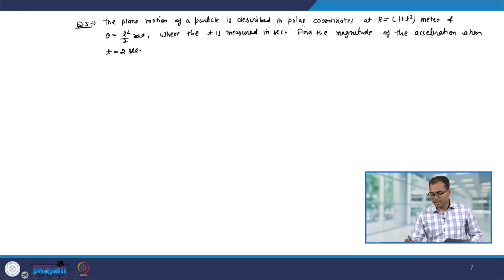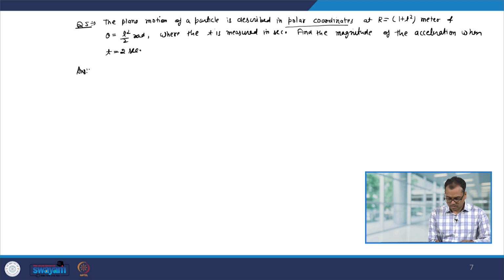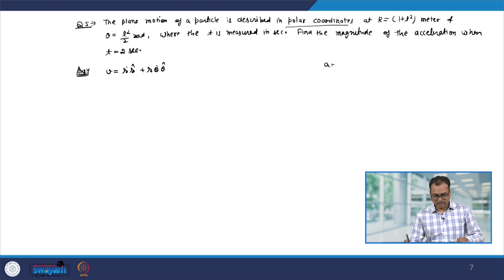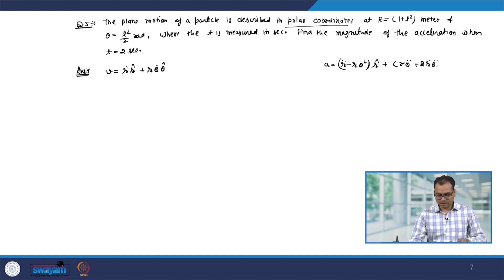In this question it is already given that the motion is happening in planar polar coordinates, and in planar polar coordinates the velocity v is r dot r cap plus r theta dot theta cap, and the acceleration a is r double dot minus r theta dot square r cap plus r theta double dot plus 2 r dot theta dot theta cap. So, we have to find out what is r dot, theta dot, r double dot and theta double dot.